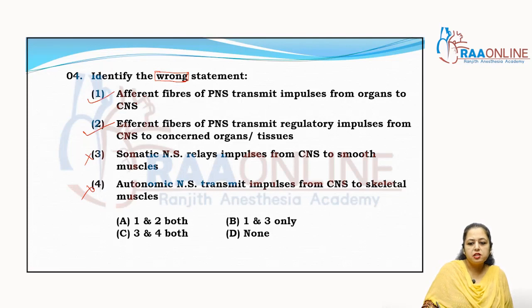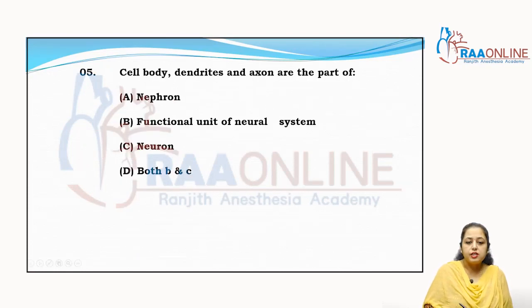Autonomic nervous system transmits impulses from CNS to skeletal muscle. No, it is the function of the somatic nervous system. So both statements are wrong. So the answer is C, that is 3 and 4 both, right?